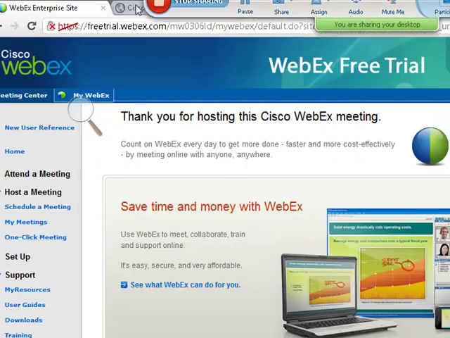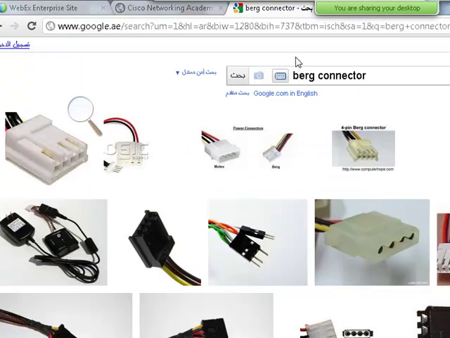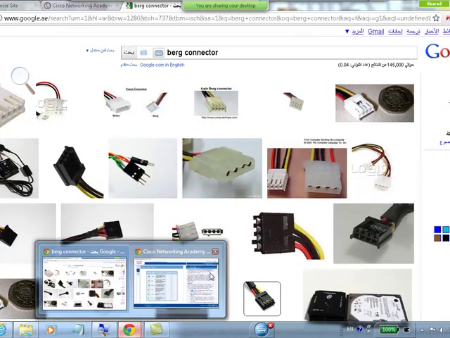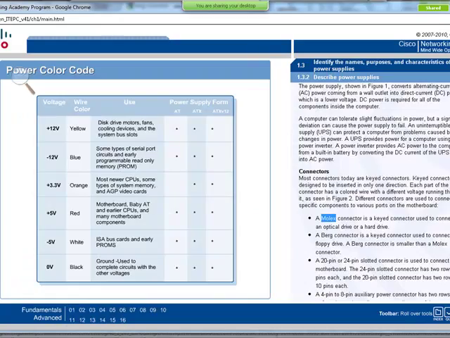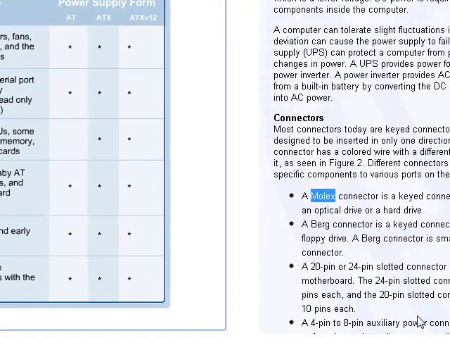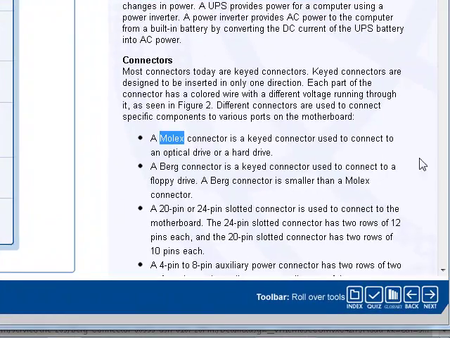Okay, so these are the different connectors, and all of them come provided by the power supply. Now we have the 20 pin to 24 pin slotted connector, which is the one that connects the power supply to the motherboard, in addition to the AUX connector, which is a 4 pin connector that also connects to the motherboard.